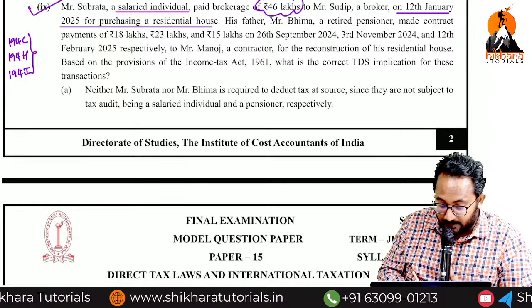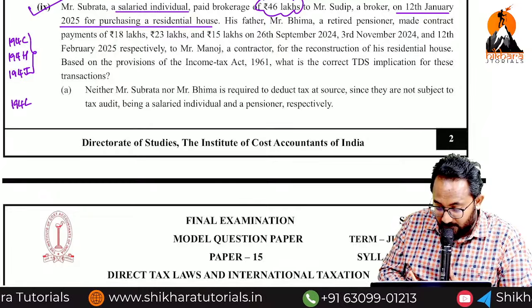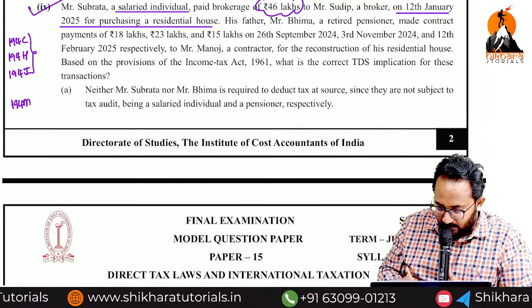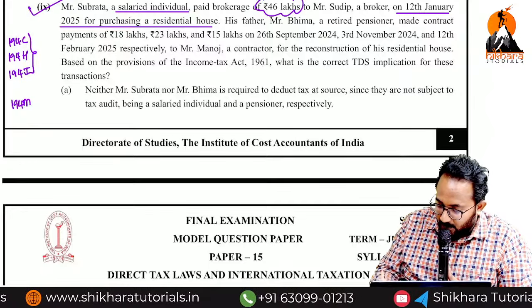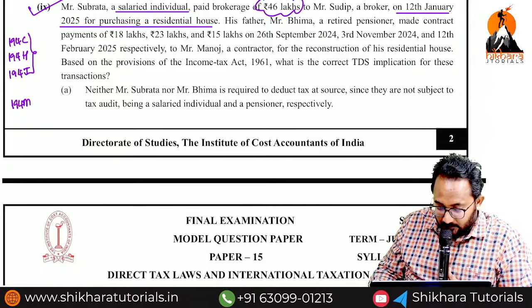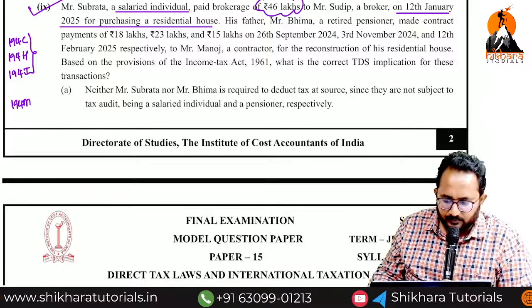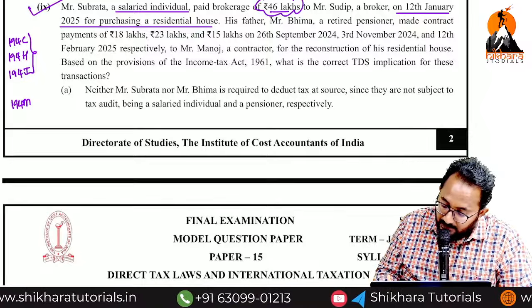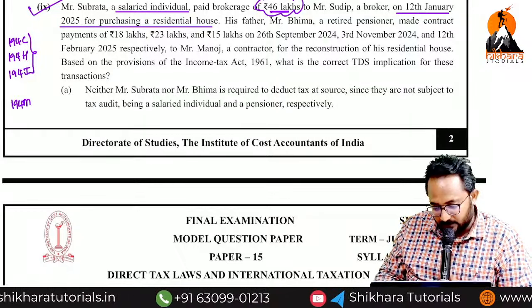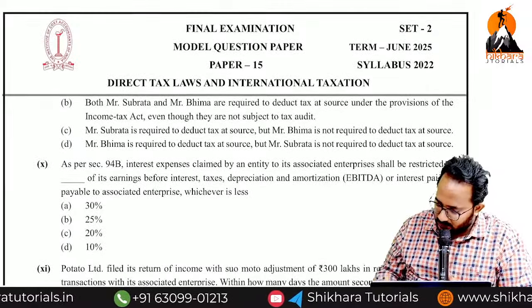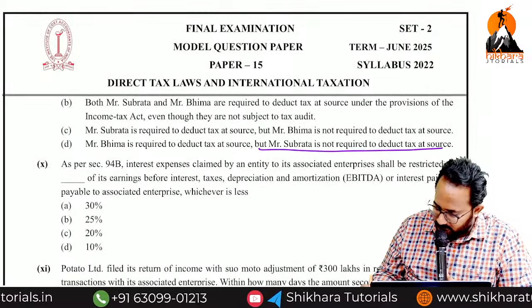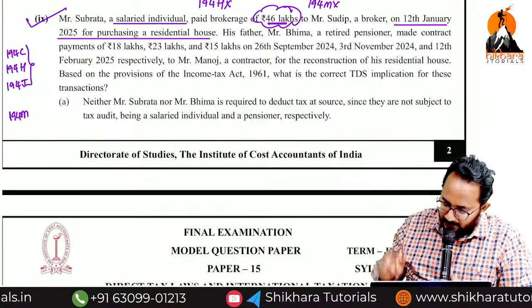If you are not covered as a payer there, you have to check 194M. Can I check 194M? Yes. But still 194M is also not applicable for Subarta. Why? There is a 50 lakh threshold limit under 194M. So that means for Miss S, TDS is not required.